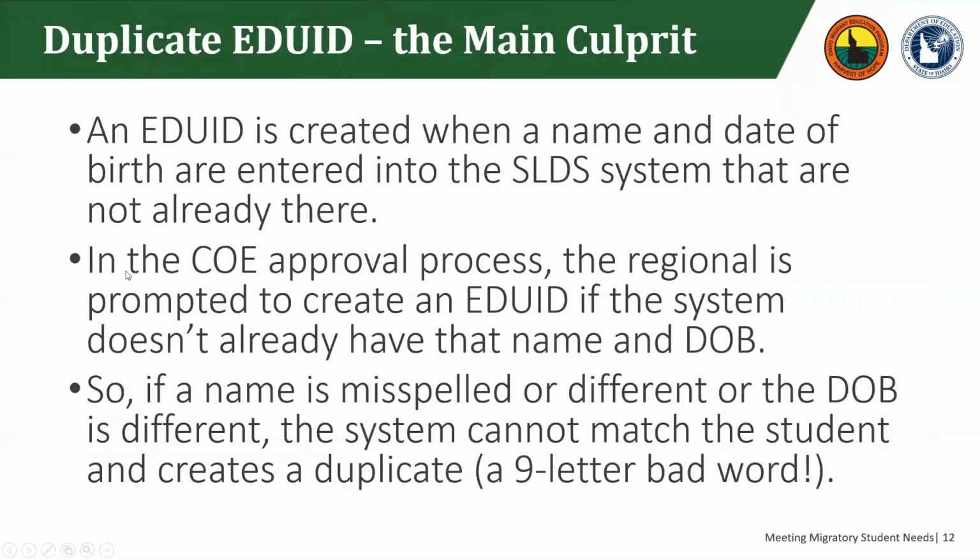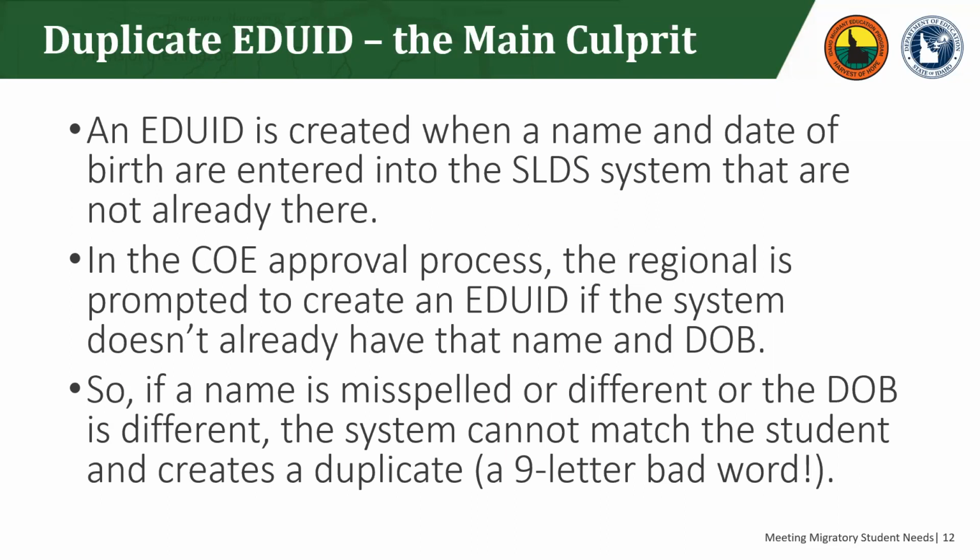The main culprit for getting duplicate EDU IDs seems to be a COE with a wrong date of birth for a student. When the regional is approving the COE, the system attempts to match the name and date of birth with an existing student. If it can't find a match, but finds one that is similar, the system will ask the regional if he or she wants to create a new EDU ID. Since we know that many popular names, Juan Martinez, for example, may belong to more than one student, the regional will choose to create a new EDU ID.